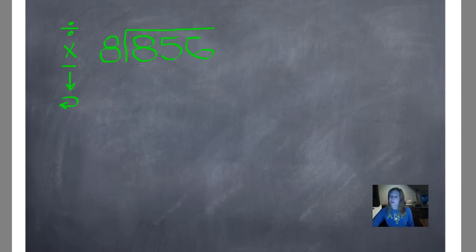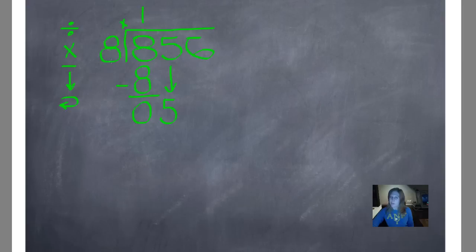So 8 is going to go into the first room, which is 8. So it will definitely go into it. 8 goes into 8 one time. 8 times 1 is 8. 8 minus 8 is 0, which means we're ready to bring down that next number, which is a 5.